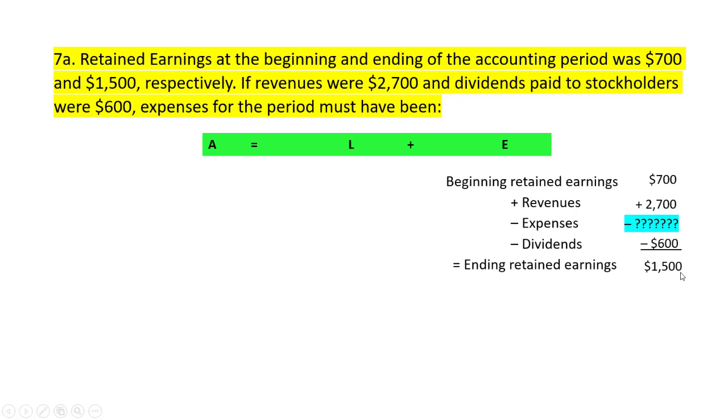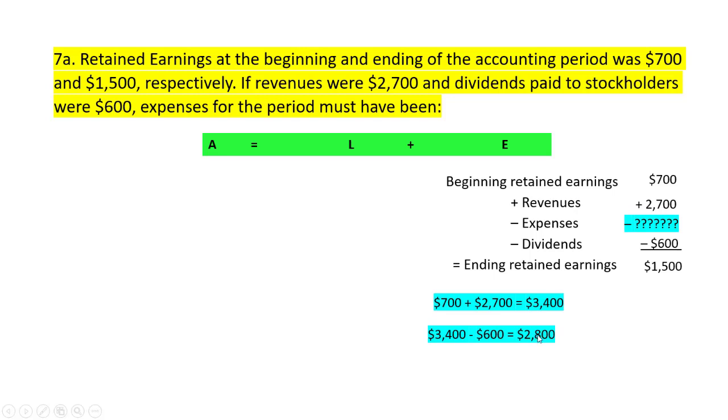Now, there's lots of ways to work out how you come up with expenses, but here's one of them. First thing I did was I took the $700 plus the $2,700, so it was the beginning retained earnings plus the revenues, and got a total, which is $3,400. Then I took the $3,400 and subtracted out $600 worth of dividends, and I got $2,800.